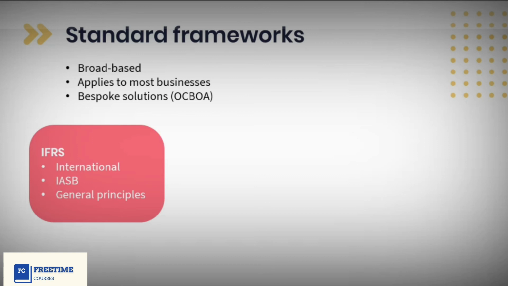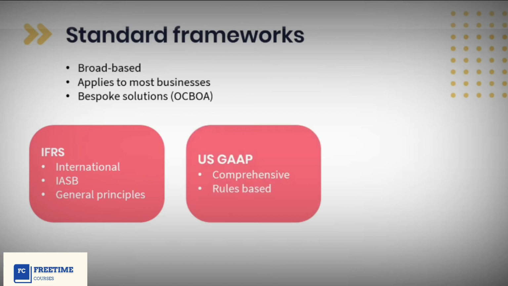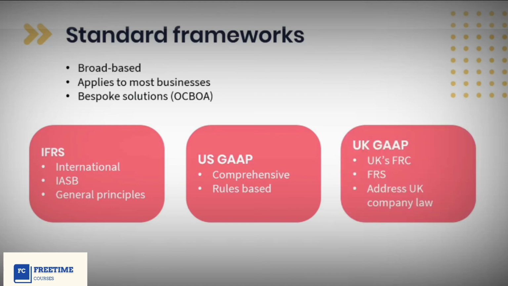US GAAP, or Generally Accepted Accounting Principles, is only allowed as an alternative in the United States, and is a far more comprehensive rules-based framework for reporting and disclosures. The third, not-so-common framework is UK GAAP, developed by the Financial Reporting Council in the UK. These financial reporting standards were designed to address the requirements of UK company law.